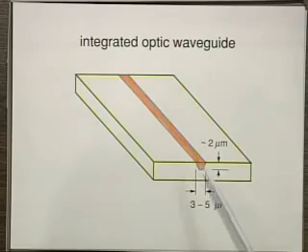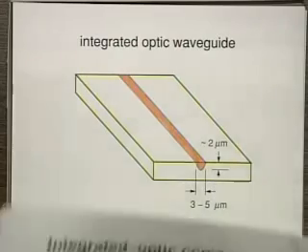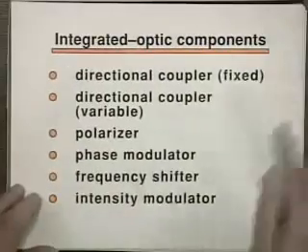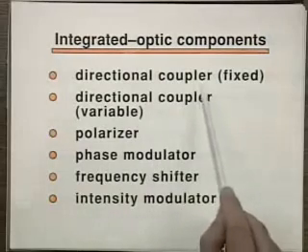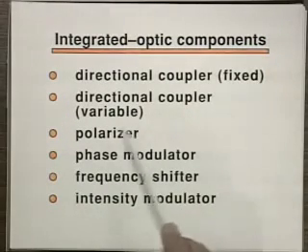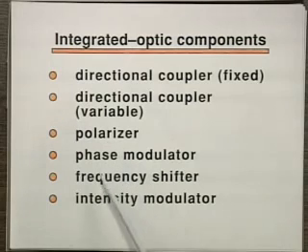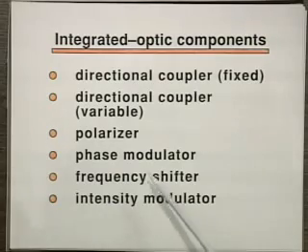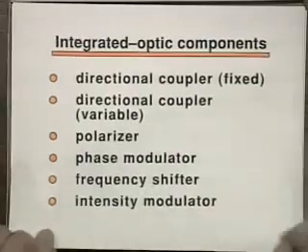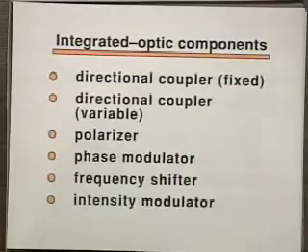So now with this idea here, they can create a directional coupler, either fixed or variable. Again, you can create a polarizer by preventing certain polarizations, or one polarization from going by, by attenuating it. You can create phase modulators, frequency shifters, intensity modulators, and so on, all using integrated optics. So let's look at an example.